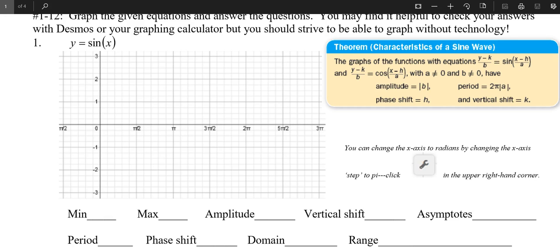You need to be able to graph this. Let's talk through it. What's the center line of the wave? Y equals 0, right? So that's right down the middle here. Y equals 0.